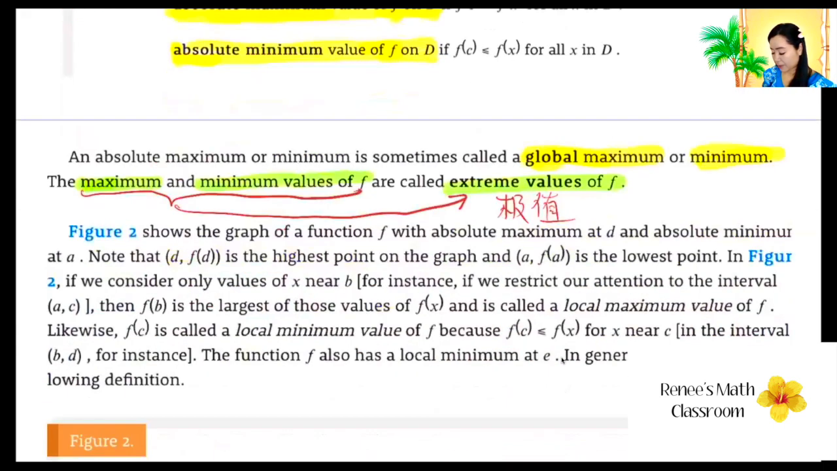Absolute maximum or minimum is sometimes called a global maximum or global minimum. And they are called extreme values of the function because the maximum is on one extreme and the minimum is on the other extreme. So when they ask you to find the extreme values of a function, that means they want you to find the maximum and also the minimum values of the function.